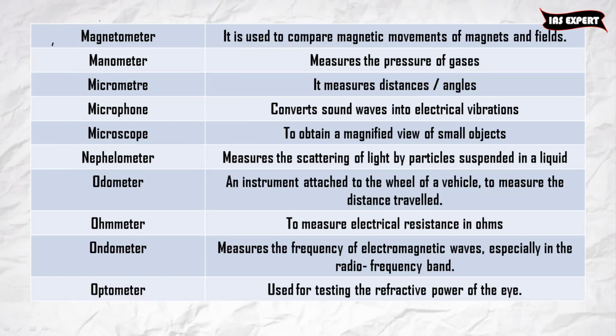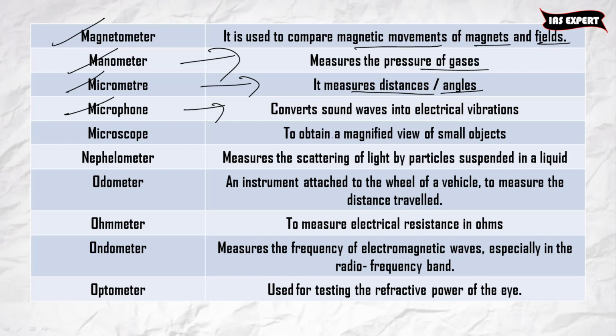Magnetometer, it is used to compare magnetic moments of magnets and its fields. Manometer, the instrument measures the pressure of gases. Micrometer, the instrument which measures distance and angles. Microphone, the instrument which converts sound waves into electrical vibrations. Microscope, the instrument which is used to obtain a magnified view of small objects.